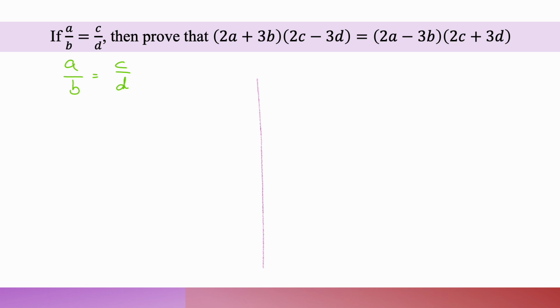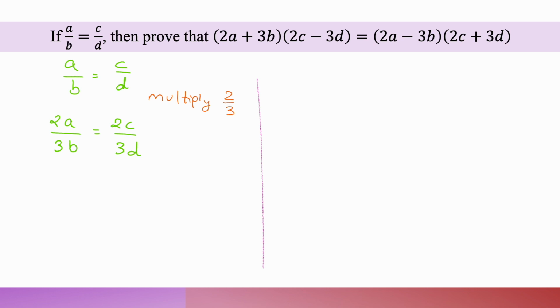Now if we look at what is required in the proof, the coefficients of a and c, that is the numerators on the left hand side and right hand side, is 2, and the coefficients of b and d is 3. So we multiply the proportion on both the sides by 2 upon 3. So we get 2a upon 3b is equal to 2c upon 3d.